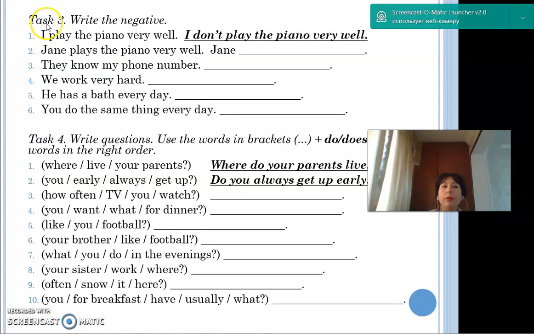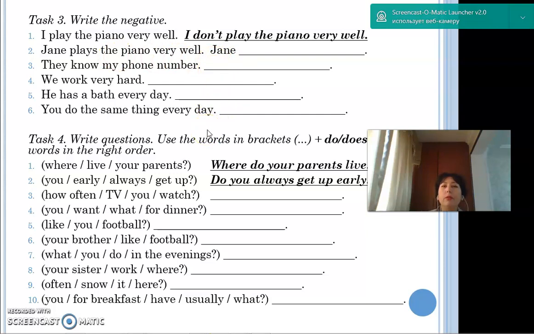Let's do task 3. Write the negative. Look, I play the piano very well. Negative: I don't play the piano very well. Jane plays the piano very well. Jane doesn't play the piano very well. So if we have the word plays, we use doesn't play, not plays.